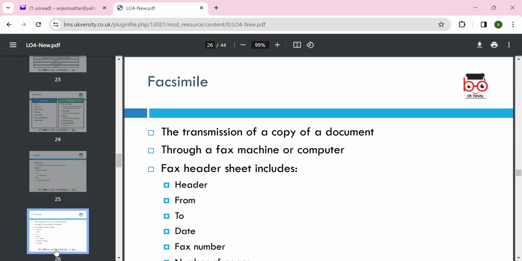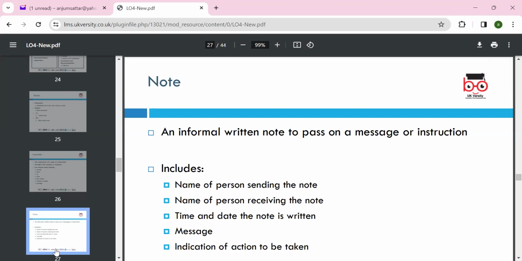Then of course we can use fax, with a header, from, to, date and fax numbers. We also have notes, informal written notes that pass on messages and instructions, with the name of the person sending the note and the name of the person receiving it, and so on.